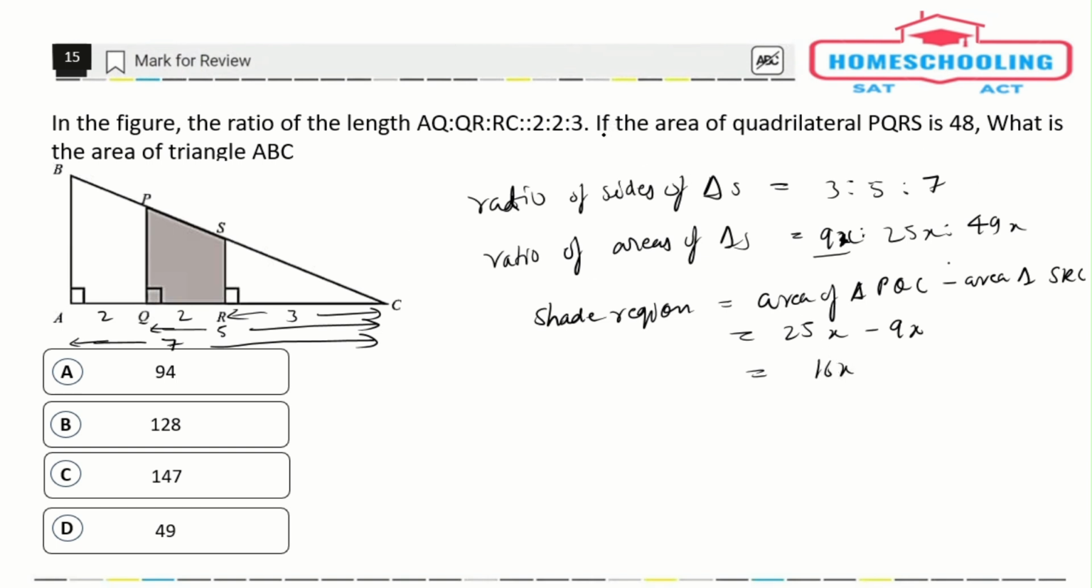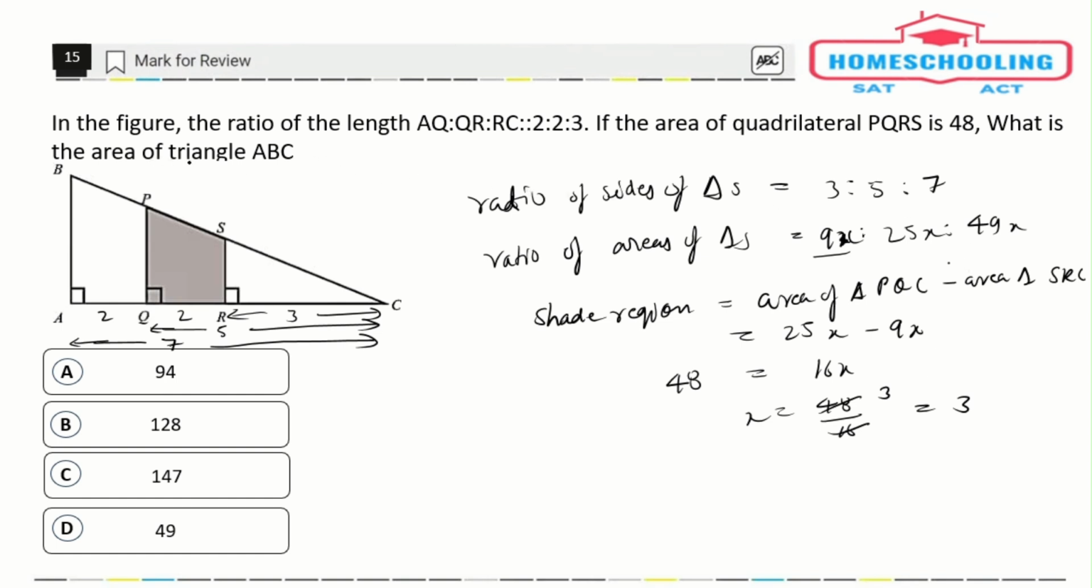In the question, it is already given that the area of quadrilateral PQRS, that is the shaded region, is 48. So the shaded region is 48. Hence x would be 48 divided by 16. This will go 3 times, 6 3s are 18, 4 3s are 12. So x would be 3.